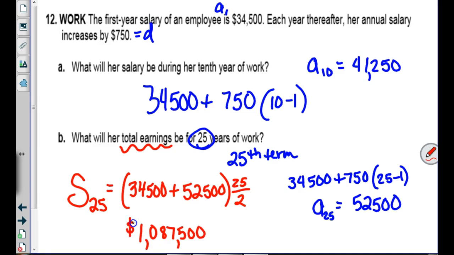So she made $1 million. Well, it took her 25 years and she may have had to spend some of it to survive, right?